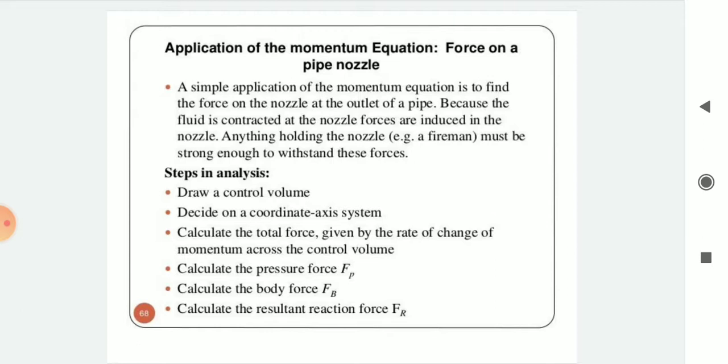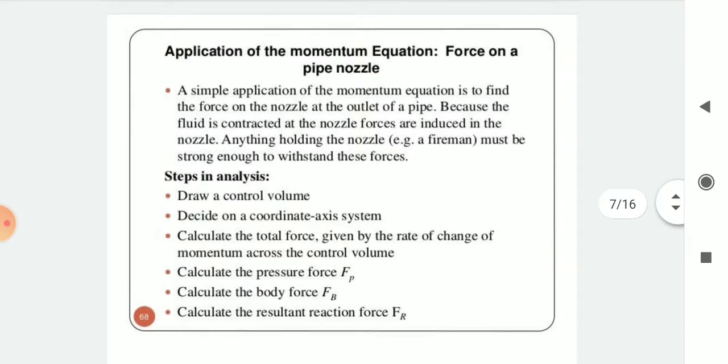First, draw a control volume. Second, decide on a coordinate axis system. Third, calculate the total force given by the rate of change of momentum across the control volume. Then calculate the pressure force Fp, calculate the body force Fb, and calculate the resultant reaction force Fr.